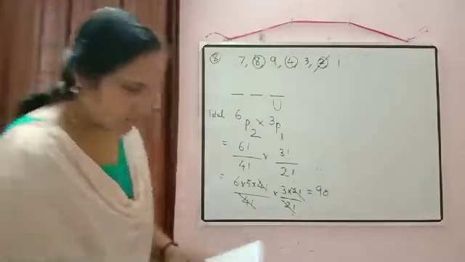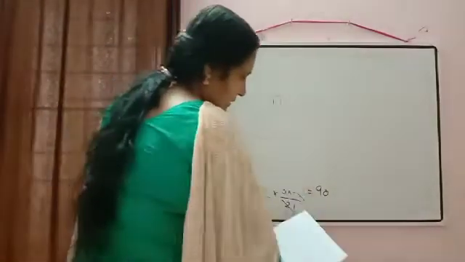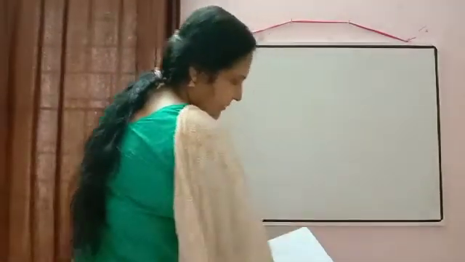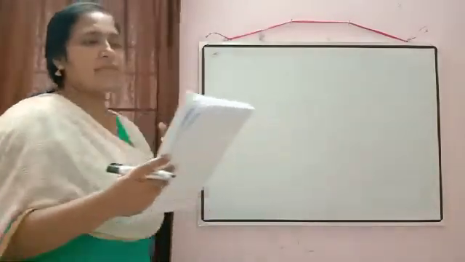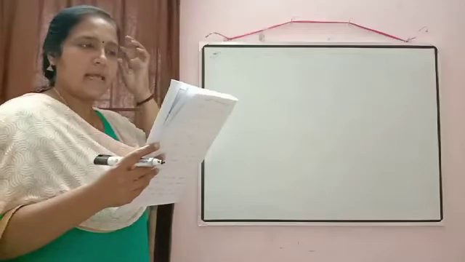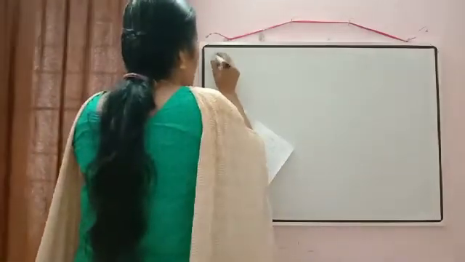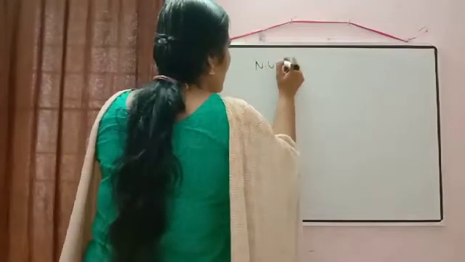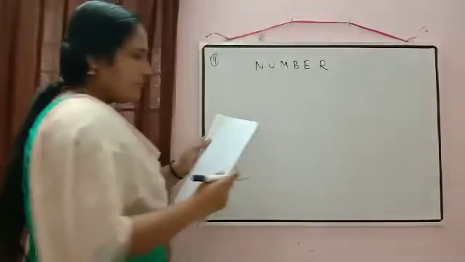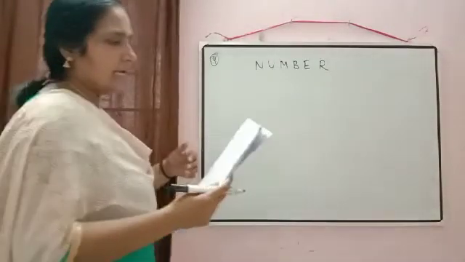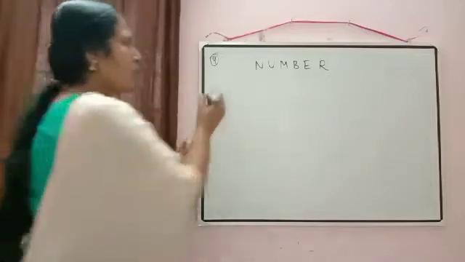Now just to check the next one. Question number 9 is written: find the number of different 4-letter words that can be formed by the letters of the word number. We have the word number, N-U-M-B-E-R, and we have to make a 4-letter word there, with or without meaning. We want a 4-letter word.